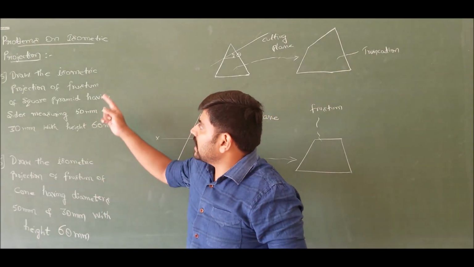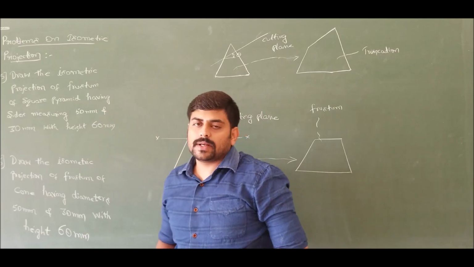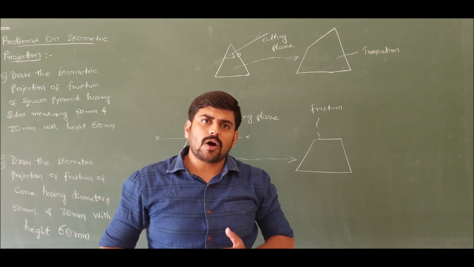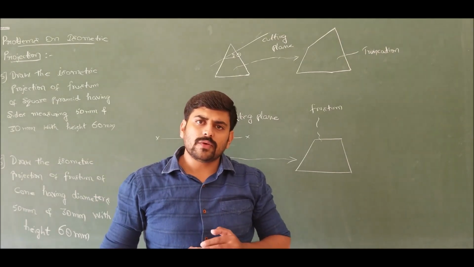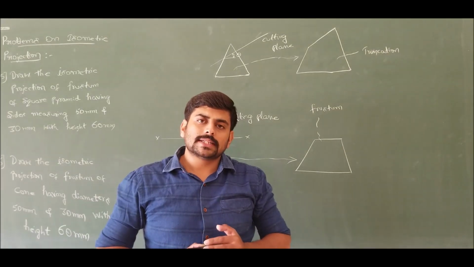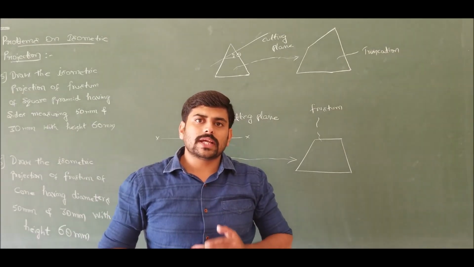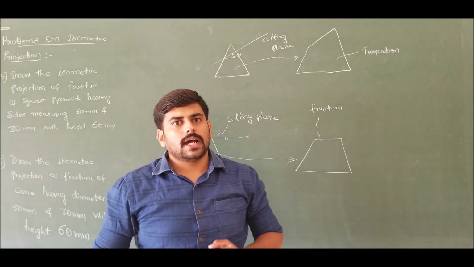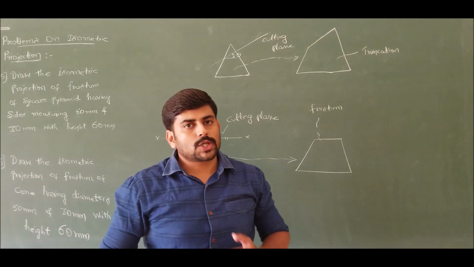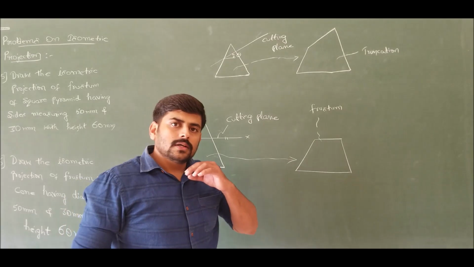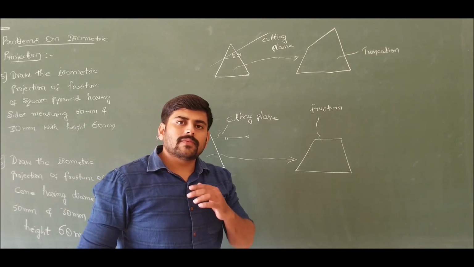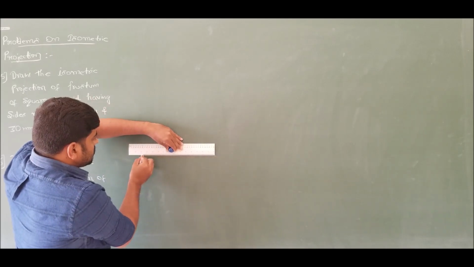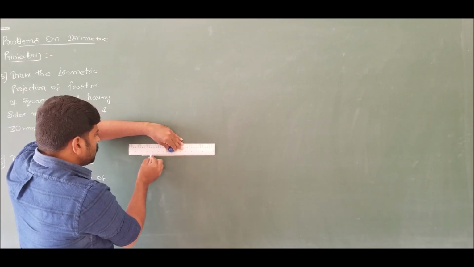Now he is asking us to draw the isometric projection of a frustum of a square pyramid. Before that, let us draw the front view and top view when the square pyramid is resting on the horizontal plane without inclining to any of the planes. If I do that, I will get a triangle in the front view and a square in the top view. So let us draw the front view and top view of the square pyramid for the given dimensions.